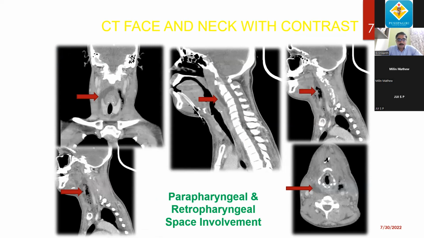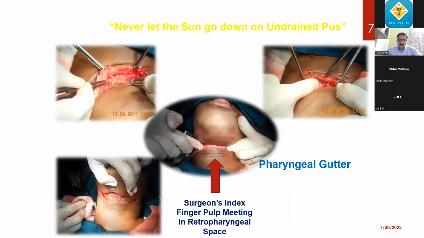The infection had spread still further because we were not able to take a CT scan because of the pregnancy and emergency scenario. We had to do the C-section. Post-operatively, we took a CT, and it clearly indicates, as you can see in these CT sections, that it has gone to the retropharyngeal and parapharyngeal spaces. You can see the air pockets within the pharynx, as indicated by the arrows. So the patient was again taken for surgical incision and drainage.